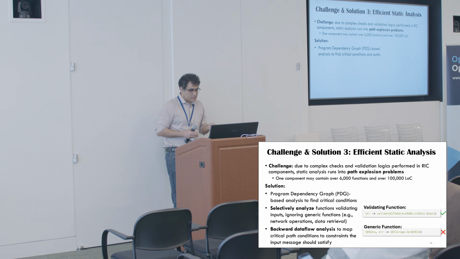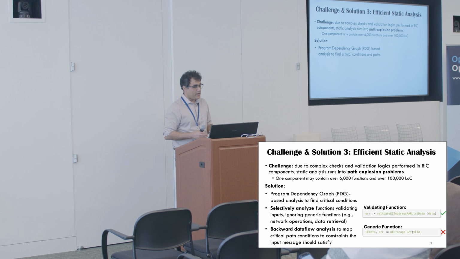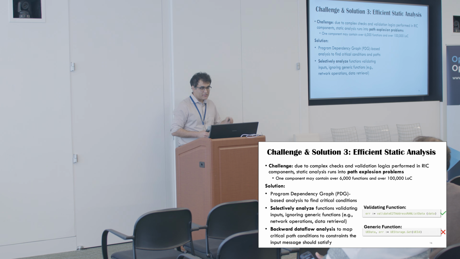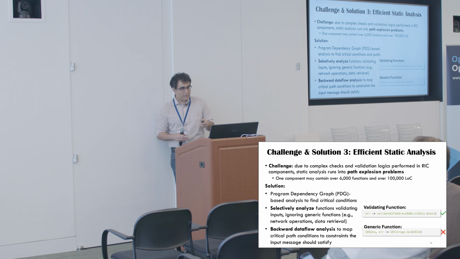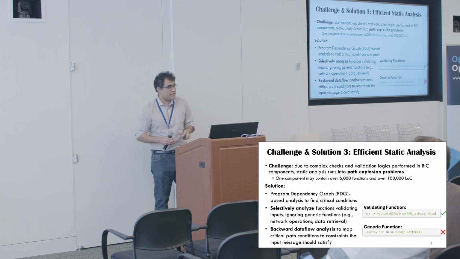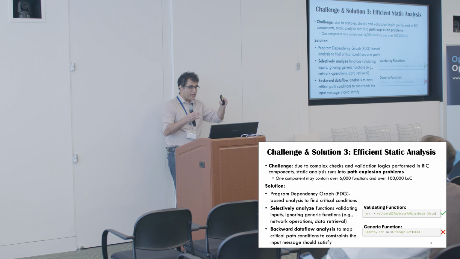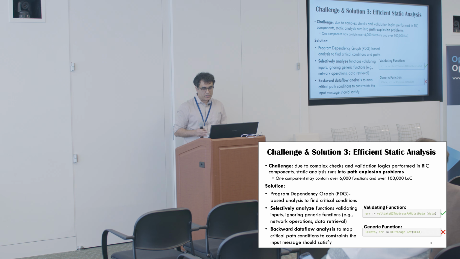So, for this, we created the program dependency graph and identified the critical path conditions and critical paths, and we ignored the non-critical paths from our consideration. And we applied several other techniques. I am not going through that, and eventually we could minimize the number of execution paths, and we find all possible important paths from entry to exit for each component.